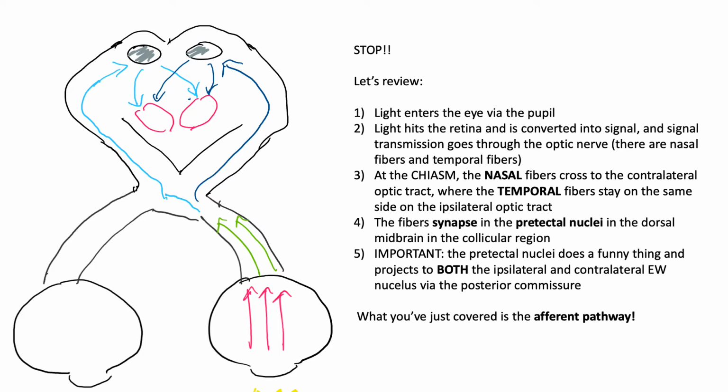Now, the pretectal nuclei does a funny thing and actually projects to both the ipsilateral and contralateral Edinger-Westphal nucleus via the posterior commissure. And it does that for both pretectal nuclei. And what you've covered just now is what we call the afferent pathway of the pupillary light reflex.